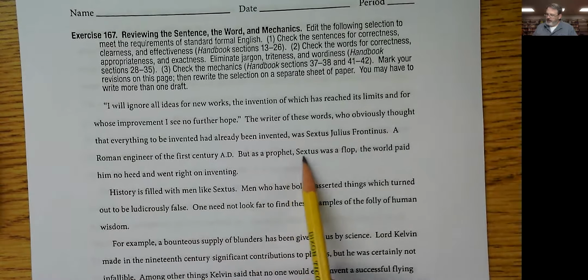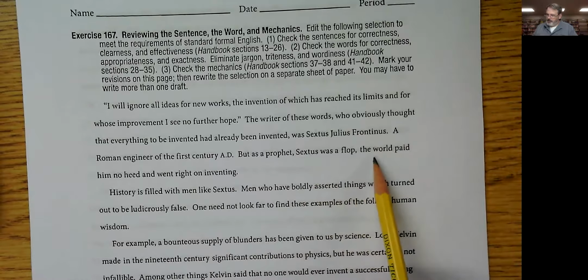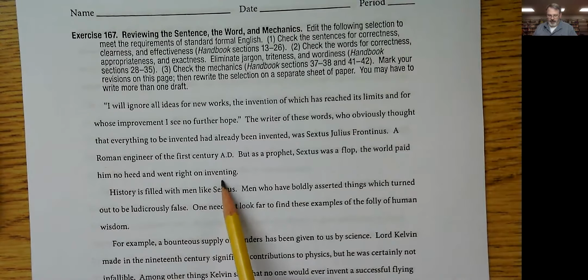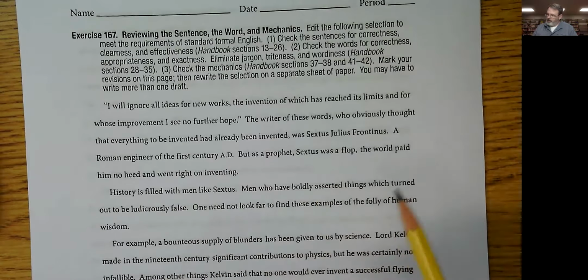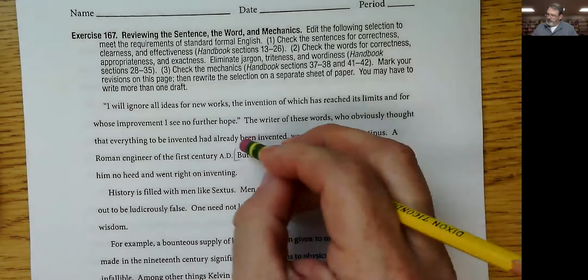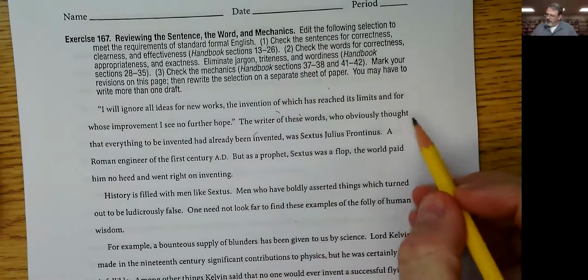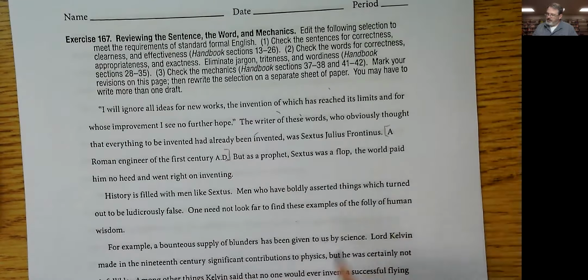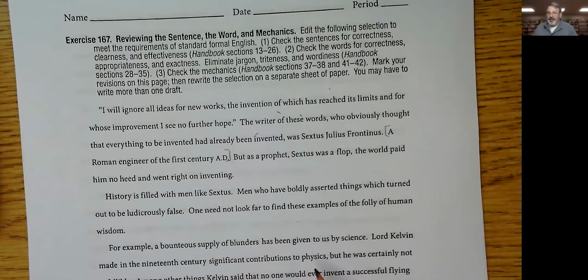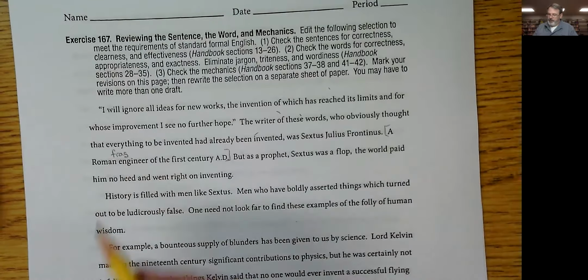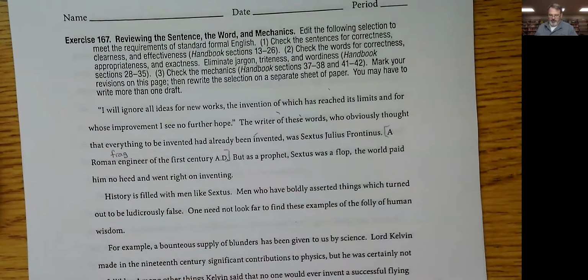But as a prophet, Sextus was a flop. The world paid him no heed, and he went right on inventing. Okay, this is too many thoughts in one part. So if you look at this, but as a prophet, no, I'm sorry, not there. A Roman engineer of the 1st century AD is not a complete thought, is it? So you need to write frag for fragment there.